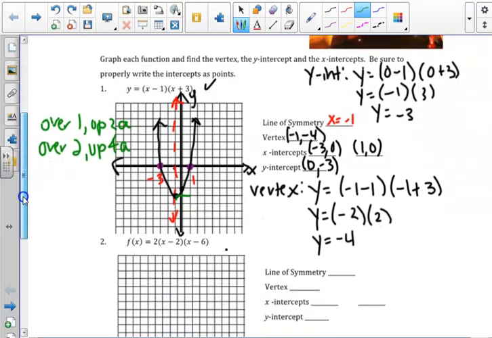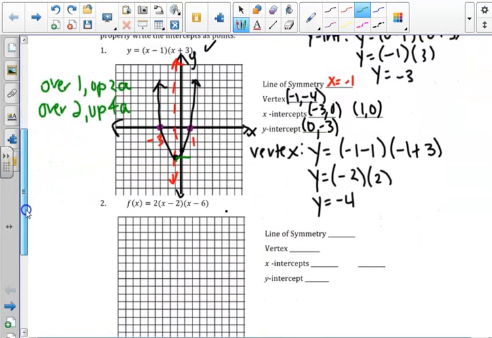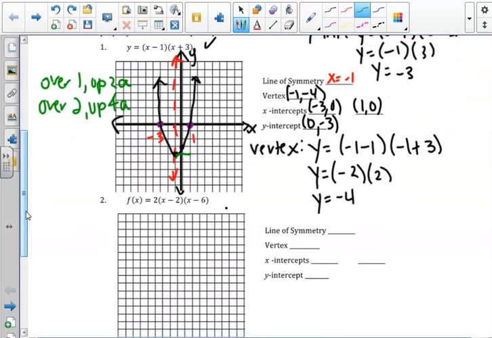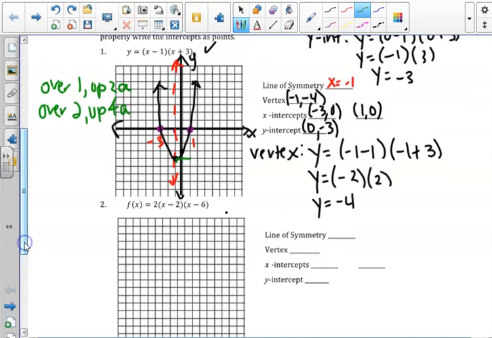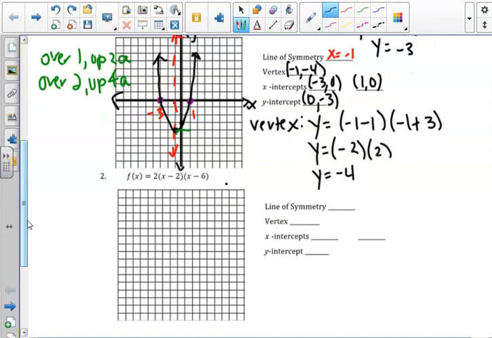So let's apply that on the next example here, which does have a vertical stretch. Let's use the same information that we did from number 1 to do number 2. Now recall that from the factors, we should be able to find our x-intercepts by setting our factors equal to 0 and solving. 2 doesn't equal 0, so we don't have to worry about that. But we do have to set x minus 2 equal to 0 and x minus 6 equal to 0, solve for x, and these would be our x-intercepts.